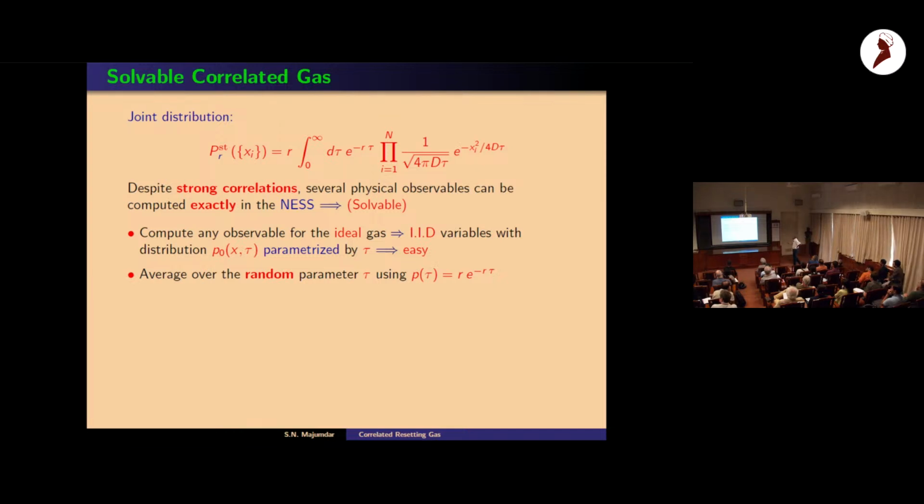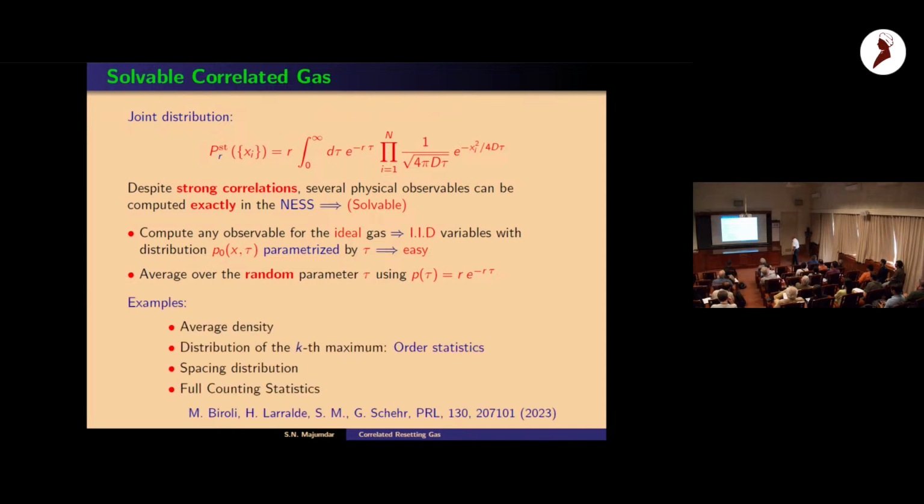So this is the nice thing about this model that, even though it's a strongly correlated system, it gives you a very nice mechanism to generate a solvable many-body system. And we can actually calculate all the observables that I mentioned in the beginning, namely the macroscopic observable like average density, the distribution of the kth maximum, which is the order statistics, then spacing distribution, full counting statistics, etc., etc. Okay? So let me just flash through the results now, because basically I want to calculate all the observables for the ideal gas, and then I just have to integrate over this. Okay? So I'll just tell you the results.